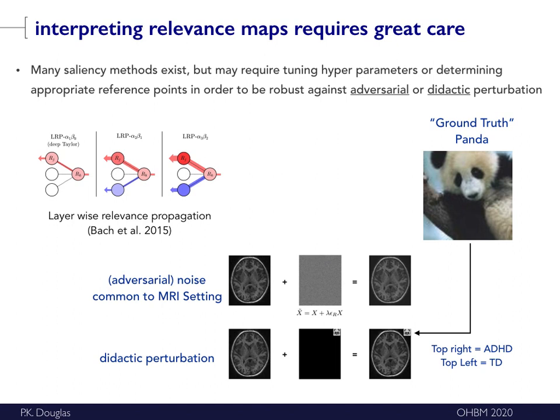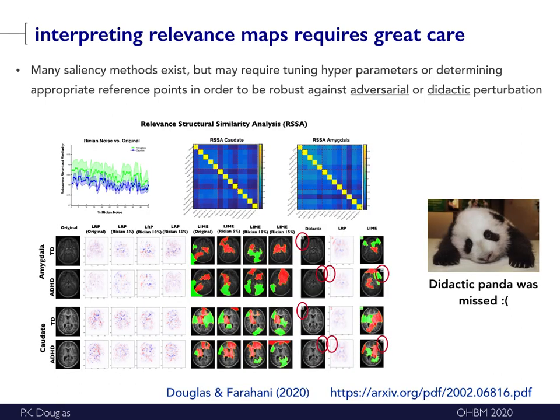Many of these methods require hyperparameter tuning or identifying the appropriate reference in order to be robust to adversarial or even didactic perturbations. Recently, inspired by work from Goodfellow and also Talia Konkle's OHBM lectures, my group decided to introduce a panda to our images to provide somewhat of a ground truth for these saliency and relevance mappings. Unfortunately, many of the methods we tested were not robust against adversarial noise in the wild or noise common to the MRI setting, such as Rician noise.